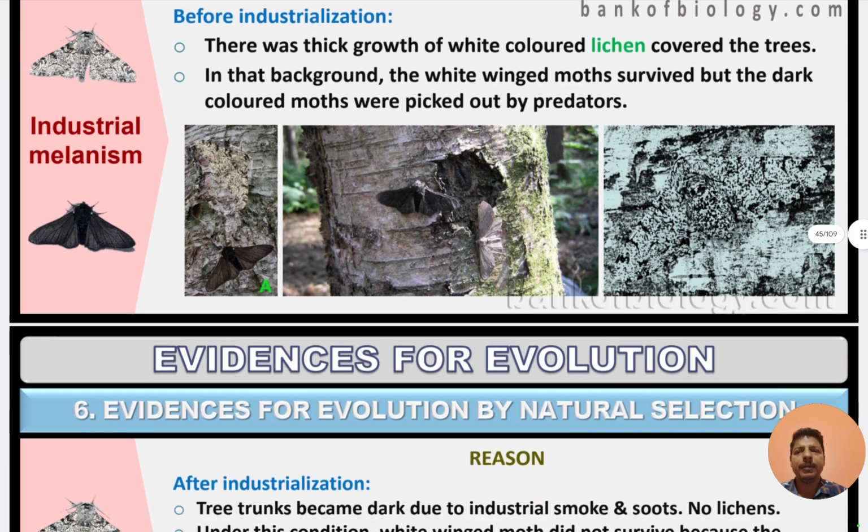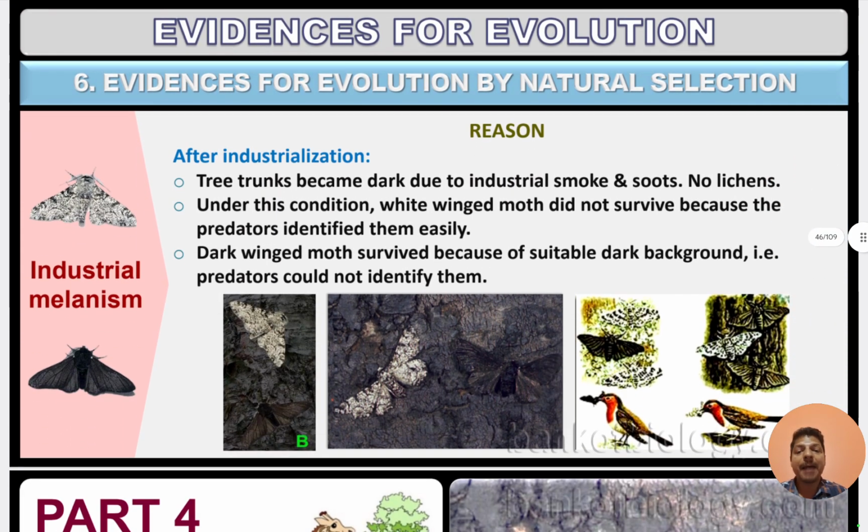Then, after industrialization, the tree trunks became dark due to industrial smoke and soot, and the area became polluted, so the lichens were gone, and the bark color of the tree became dark. Under this condition, white-winged moths did not survive because the predators identified them easily. Dark-winged moths survived because of the suitable dark background, so predators could not identify them.